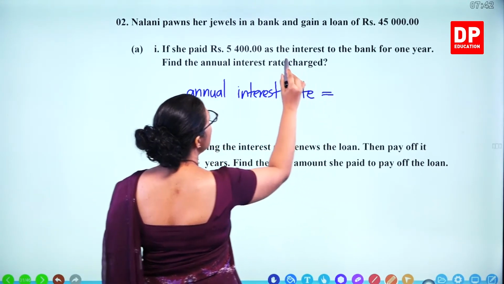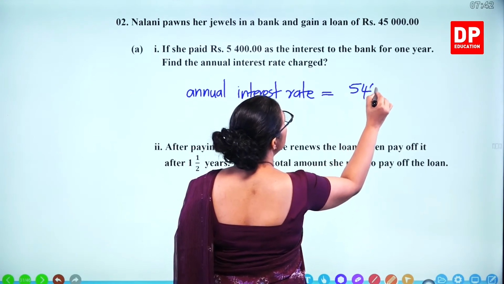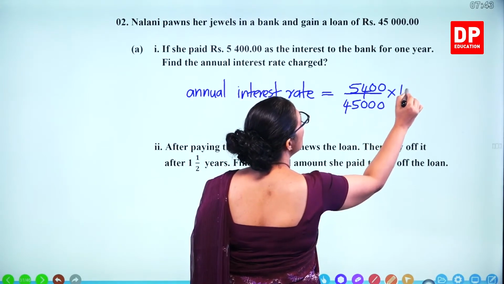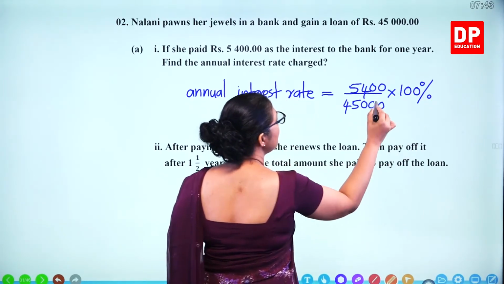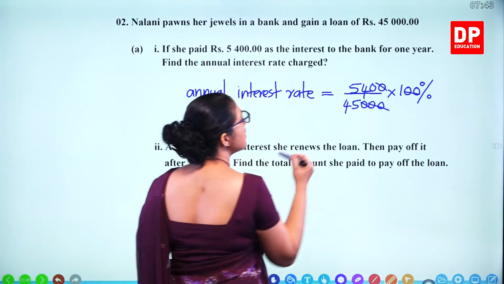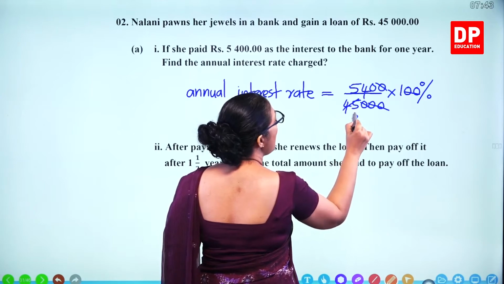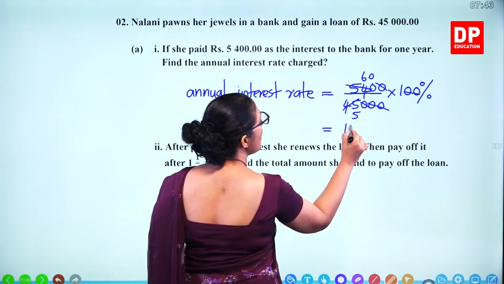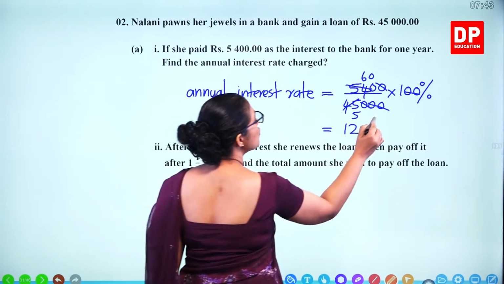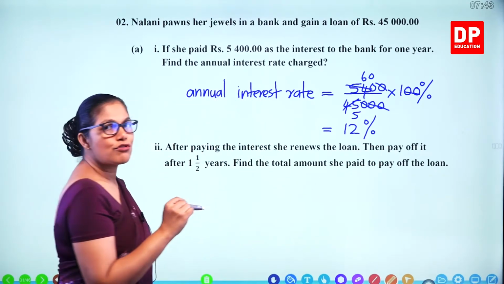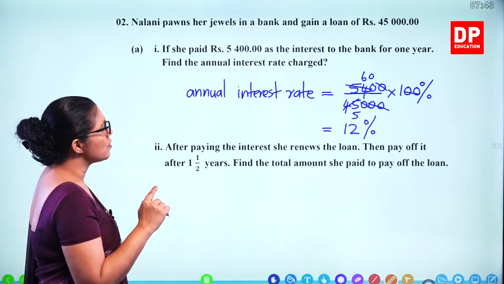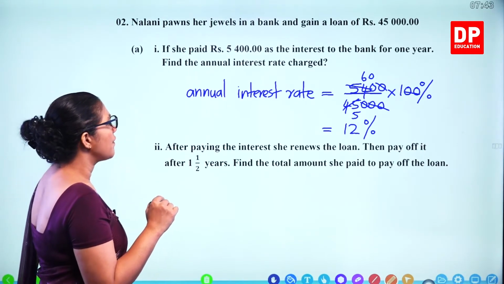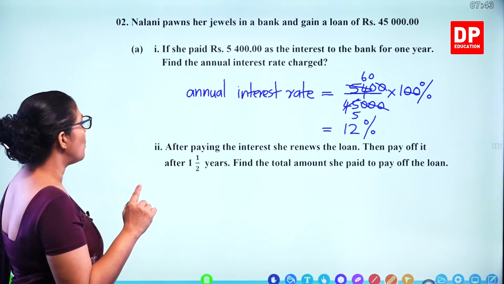Amount of interest paid in the year divided by the loan amount 45,000 into 100%. 2 zeros and 1 zero. 9 times 5, 9 times 6. So 60 there. 5 times 12 is 60. So 12% is the annual interest rate. After paying the interest, she renews the loan, then pays it off after 1.5 years. Find the total amount she paid to pay off the loan.